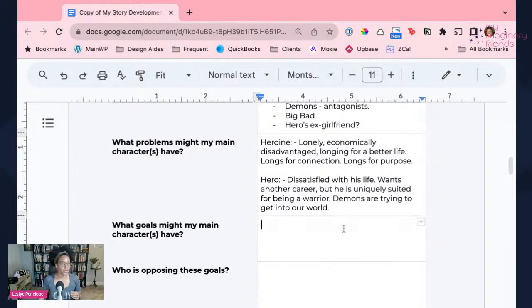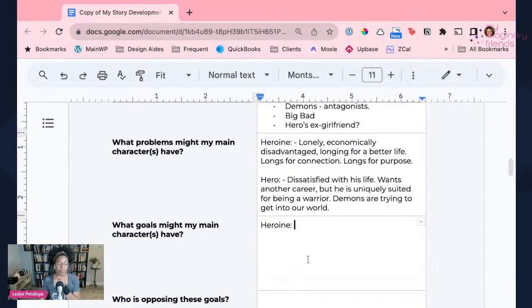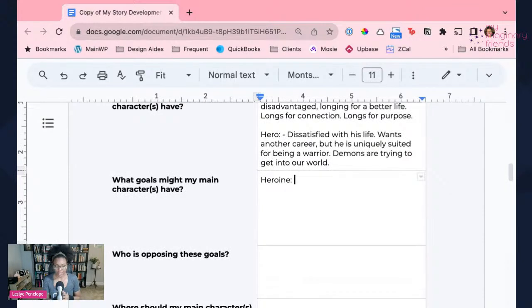Okay, goals. So the heroine, her goal. You can think of goals in a couple of different ways. A character will probably have multiple goals over the course of the story. They have their initial goal when the book starts. Then usually at the big turning points, goals can shift and change.